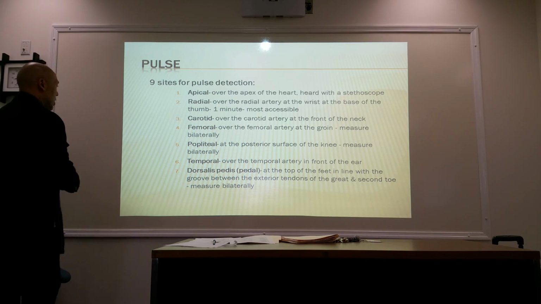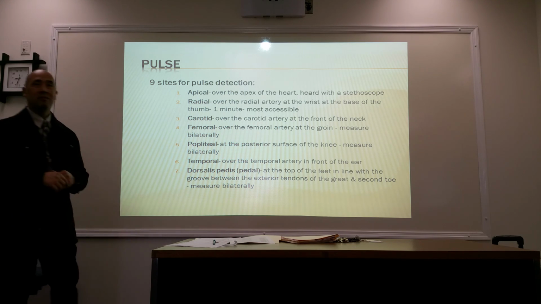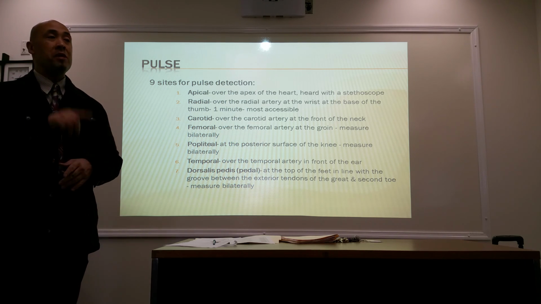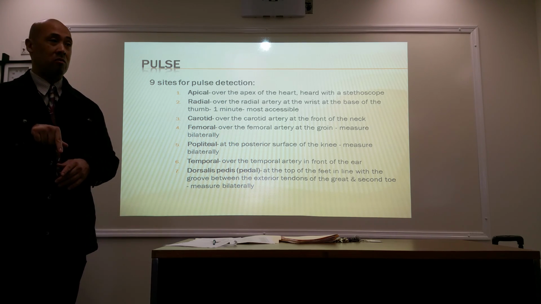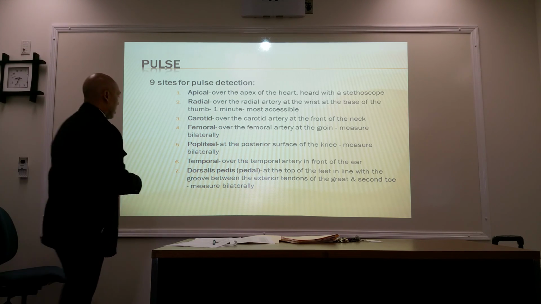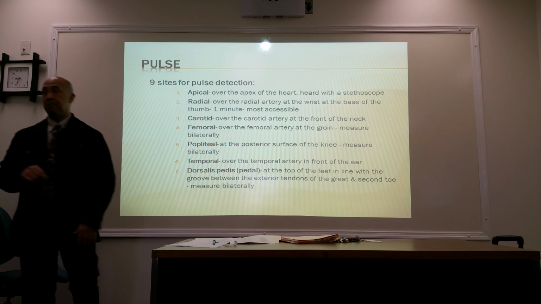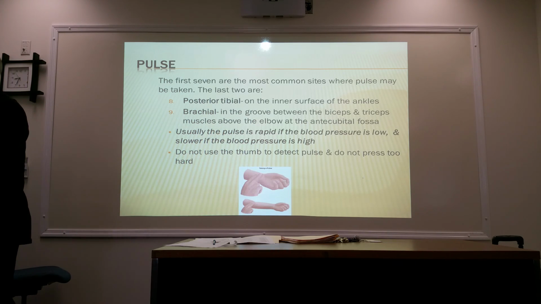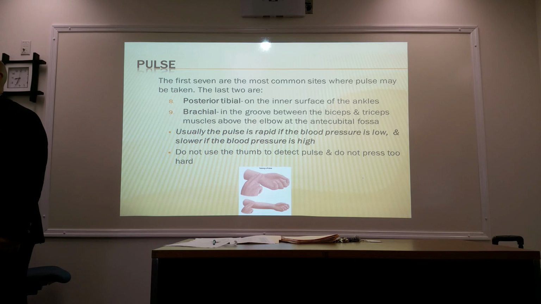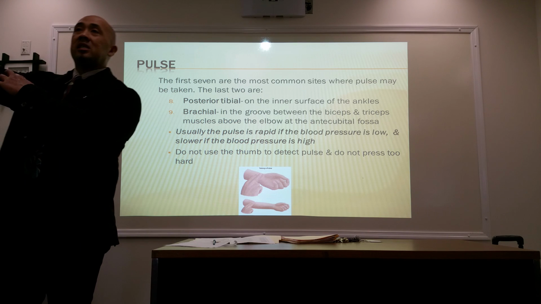Okay? Dorsal pedis, or the pedal pulse. It's located at the top surface of your foot, between your first and second toe. Okay, on the surface of your foot between your first and second toe. Okay, these are the 7 common. Now the not so common areas, first one is posterior tibial. This is on the inner surface of the ankles, and then 9 is brachial, between your biceps and your triceps.